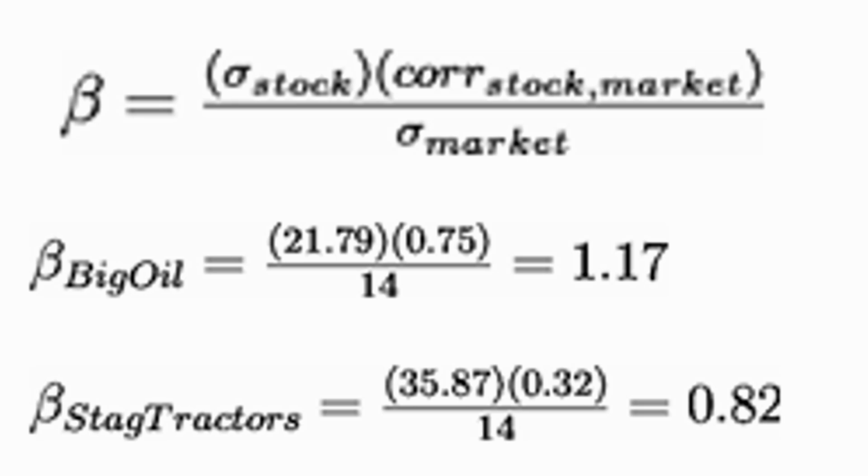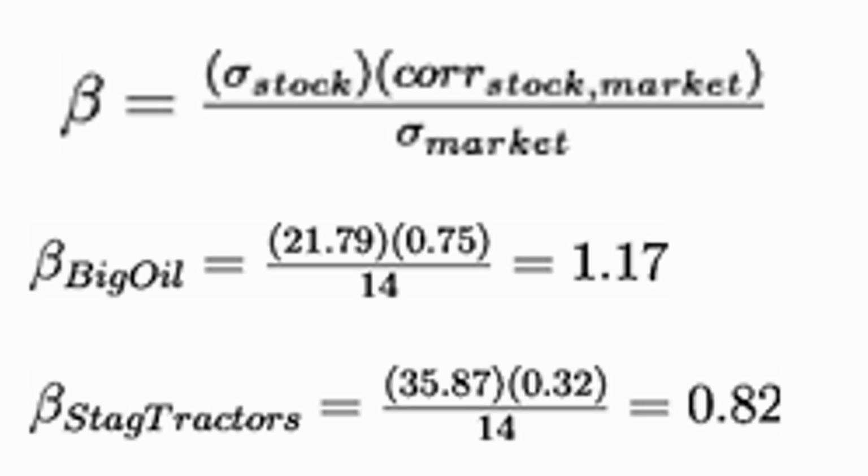The sample correlation, standard deviation, we've included the S&P 500 as a measure of the overall market. All the necessary values provide an example. This allows us to calculate the beta of Big Oil and Stack Tractors as follows. Remember that the standard deviation of Big Oil was 21.79% and the standard deviation of Stack Tractors was 35.87%. Note that we do not use the expected return on the market here. We'll come back to that later.